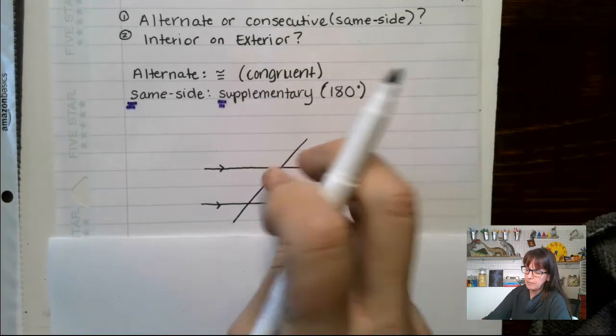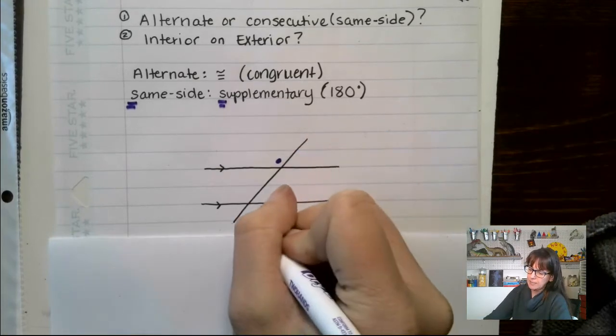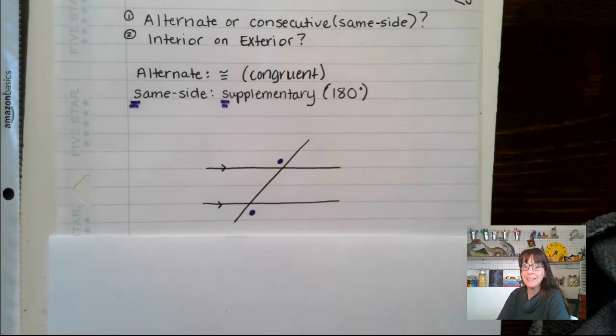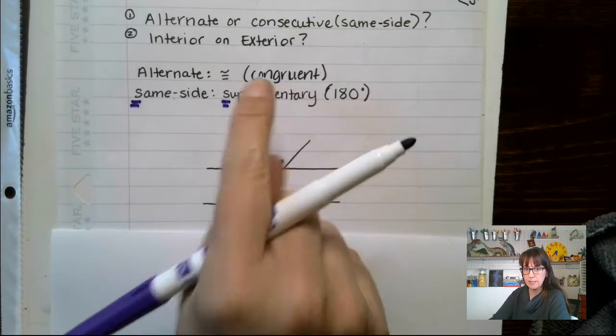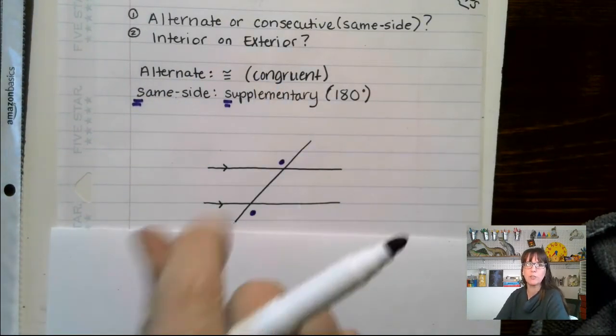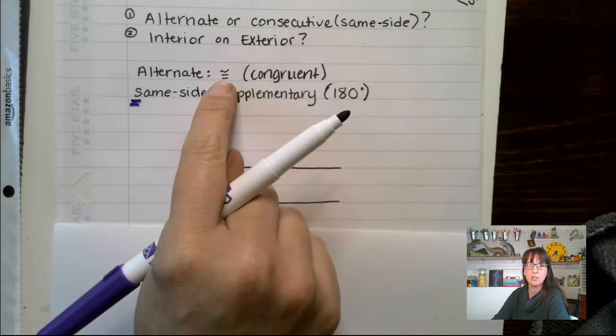What about the alternate? Alternate exterior like this. These are not on the same side, so they're alternate, and alternate angles are going to be congruent. So alternate interior and alternate exterior are going to be congruent. If you haven't seen it yet, that's the shorthand for congruent.